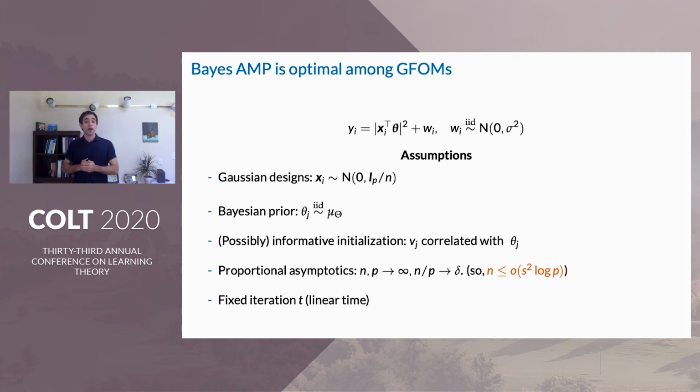Finally, our results apply to a fixed, though arbitrarily large, iteration of a general first-order method in the proportional asymptotics. Because each update of a general first-order method requires linear time, our results apply to what is achievable by general first-order methods in linear time.